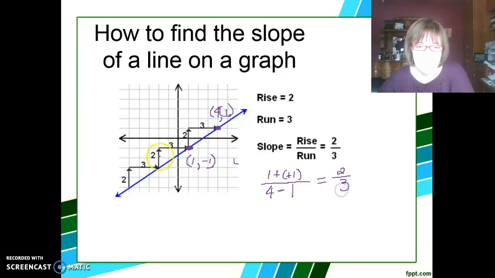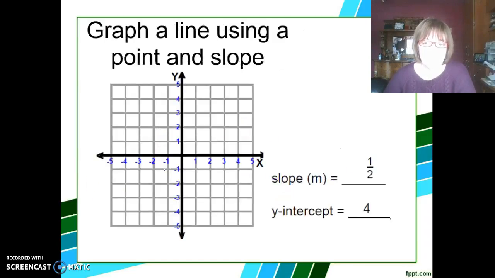So we got the same thing as just really, you can look at your graph and count it on the graph like that, or you can use the actual values. Either way. So what happens though if we're given just the slope and a point? In this case, and in all the cases, I'm giving you just the y-intercept.